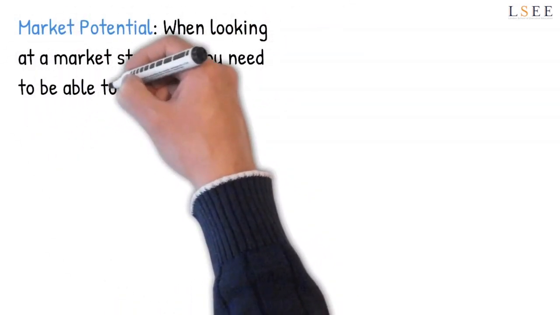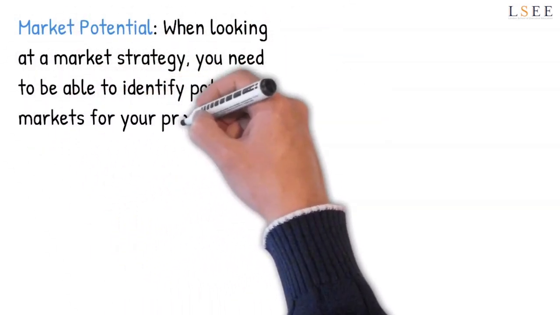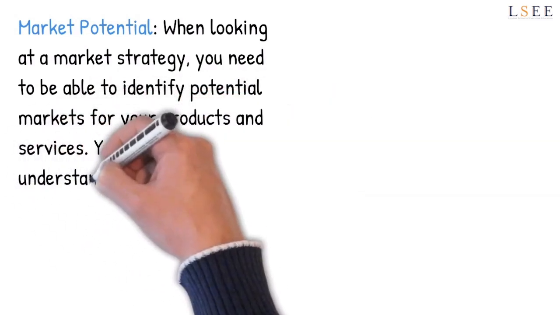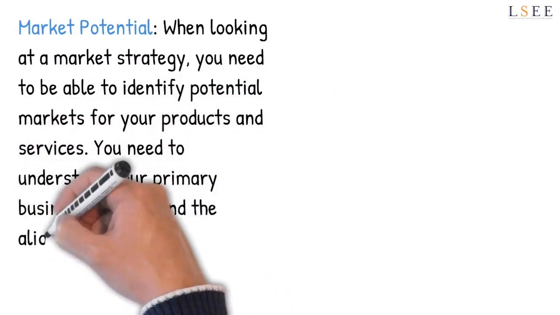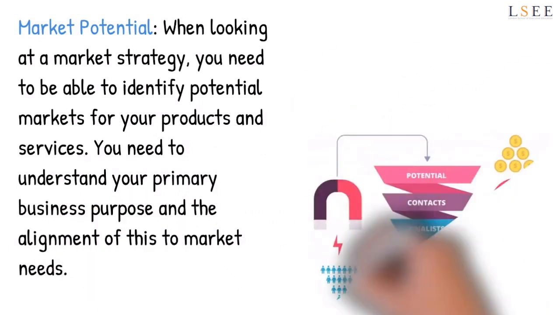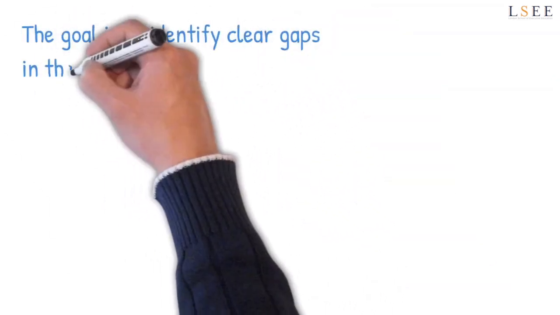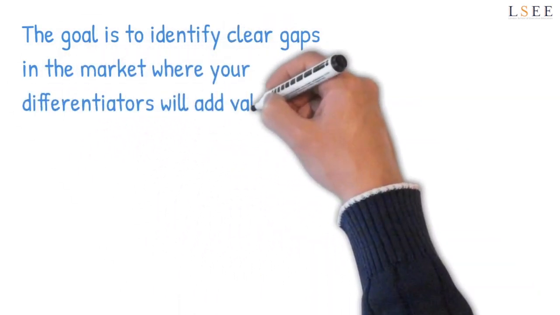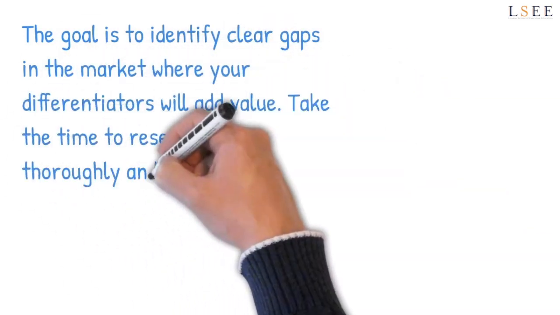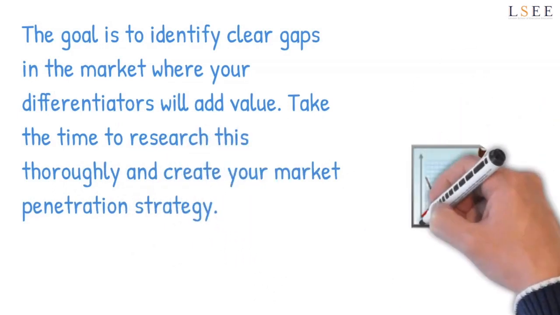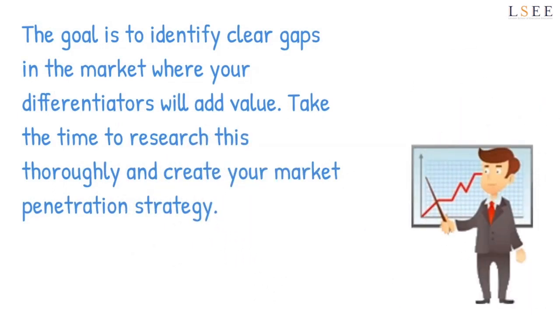Market potential. When looking at a market strategy, you need to be able to identify potential markets for your products and services. You need to understand your primary business purpose and the alignment of this to market needs. The goal is to identify clear gaps in the market where your differentiators will add value. Take the time to research this thoroughly and create your market penetration strategy.